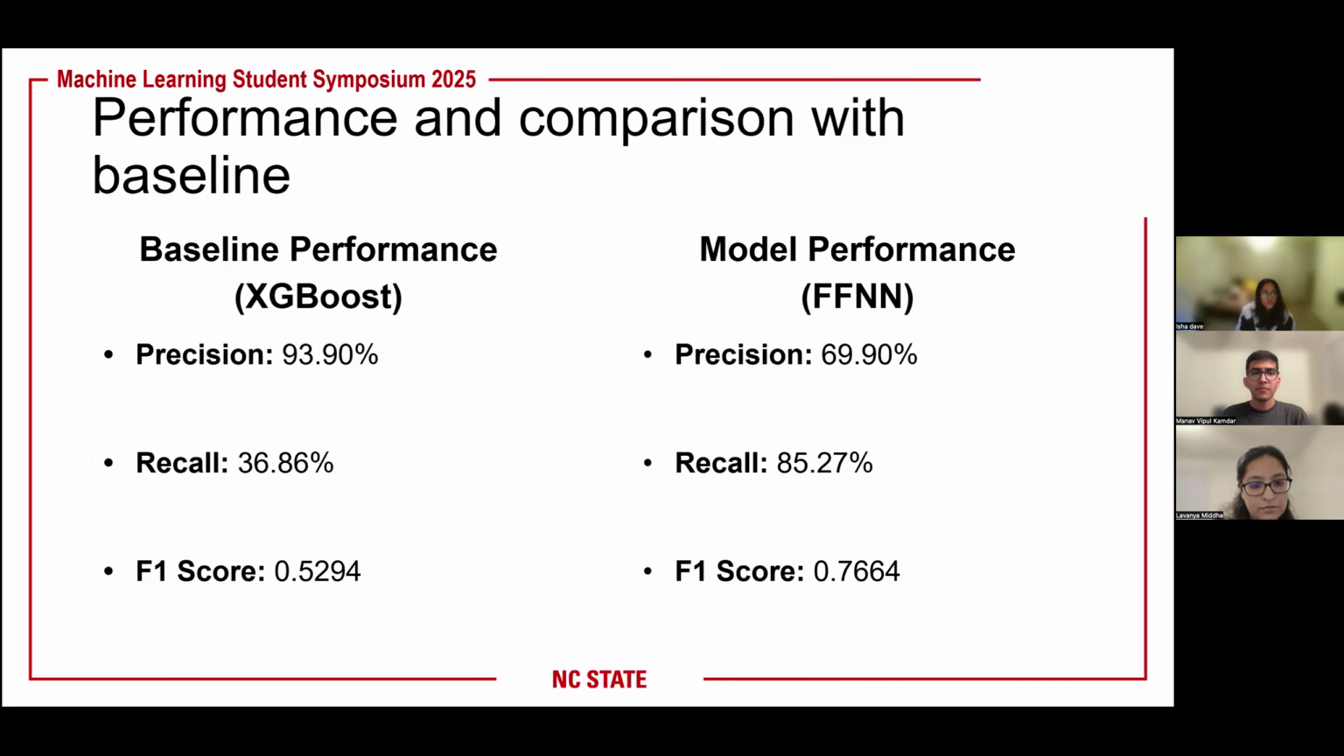This is in comparison with our baseline model, which was XGBoost, which resulted in precision being 93.9%, recall being 36.86%, and F1 score 0.5294. Our model, while we traded off on precision being 69.9%, we focused more on recall and increased it to 85.27%, achieving an improved F1 score of 0.7664.